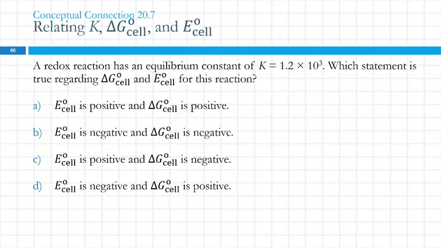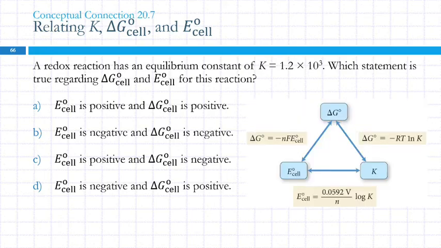So, a conceptual question. A redox reaction has an equilibrium constant of 1.2 times 10 to the 3. Which statement is true regarding delta G and E for this reaction? Well, we don't have to do a calculation, but we kind of have to look at the relationships here. So they're telling us that K is a large number.